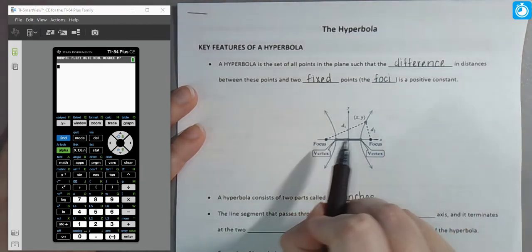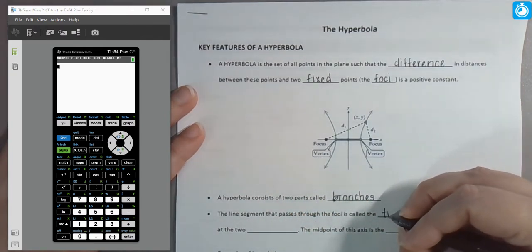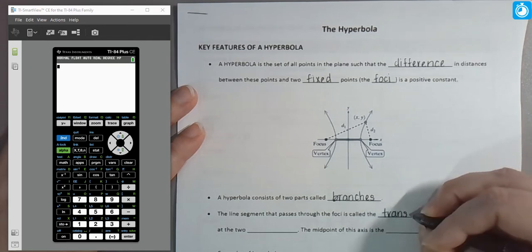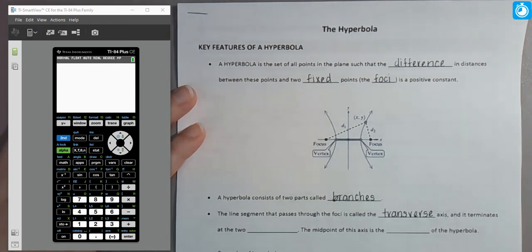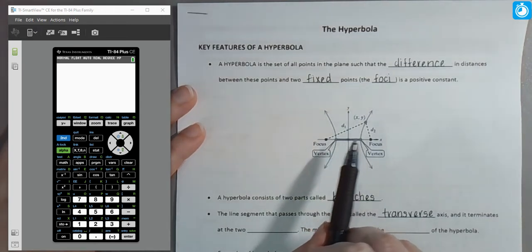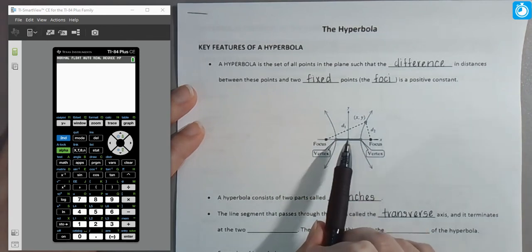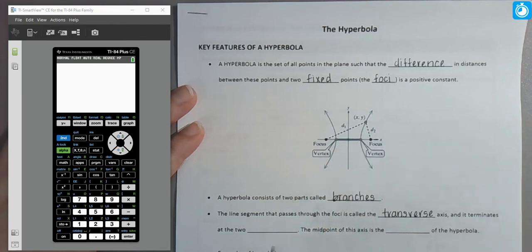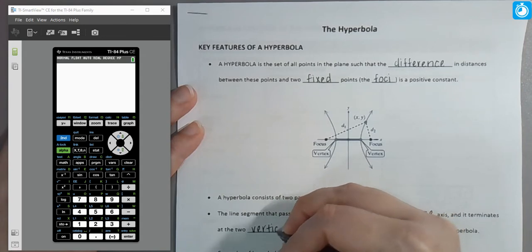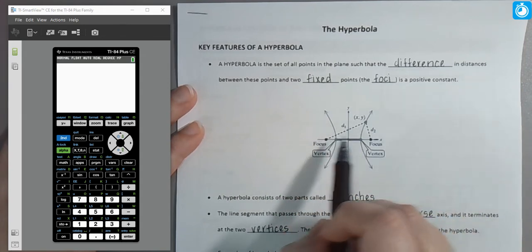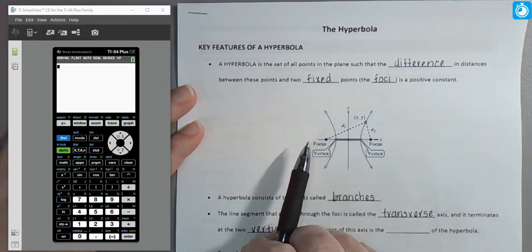The line segment that passes through the foci is what we call the transverse axis. With an ellipse, we have a major axis and a minor axis. With a hyperbola, we have a transverse axis. It's going to pass through the center of the graph, and also it terminates at the two vertices. Technically it's not actually going to pass through the foci, but it's going to be collinear with whatever line the foci lie on.